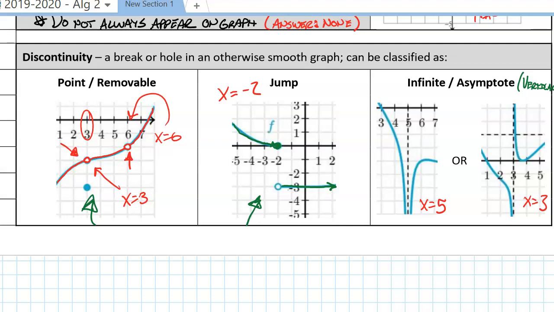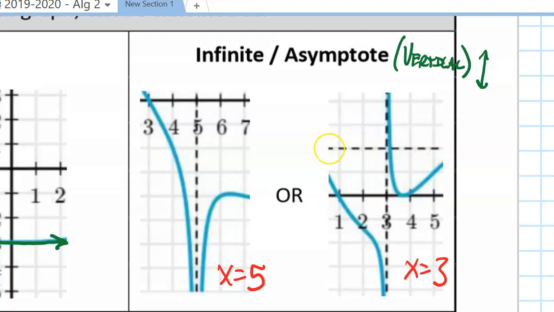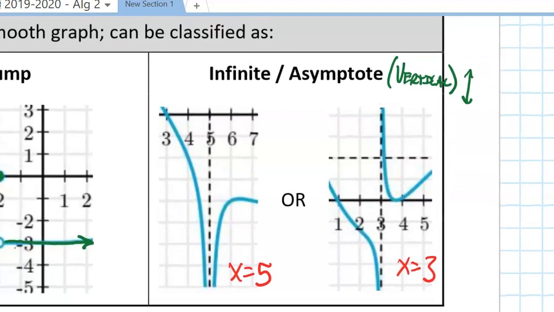Now, last thing to note on infinite discontinuities, you may have seen and may be wondering, what's going on with this? Horizontal asymptotes do not cause a discontinuity. So again, horizontal asymptotes do not cause a discontinuity.